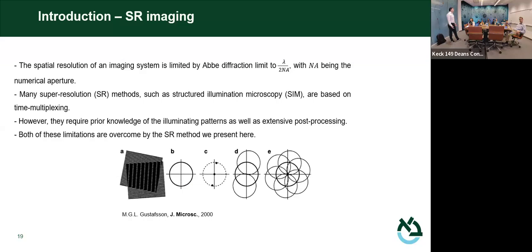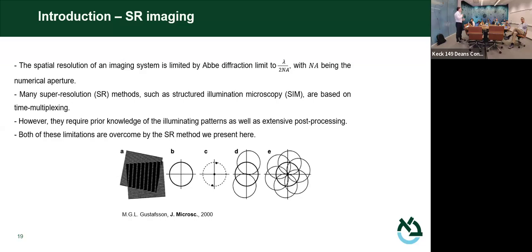So you know that the spatial resolution of an imaging system is limited by the numerical aperture of that imaging system. And there are many super resolution methods that were investigated in the past. Perhaps the most famous one is structured illumination microscopy. Like you see below, you have some structured illumination illuminating your object, and then you perform some post-processing to obtain high resolution details from these low resolution images that were obtained.